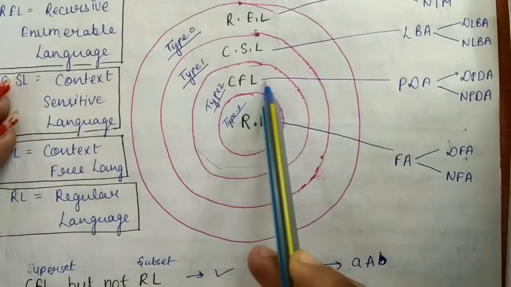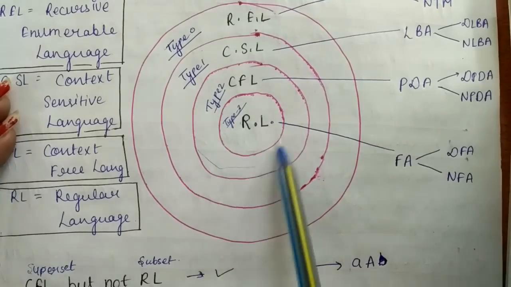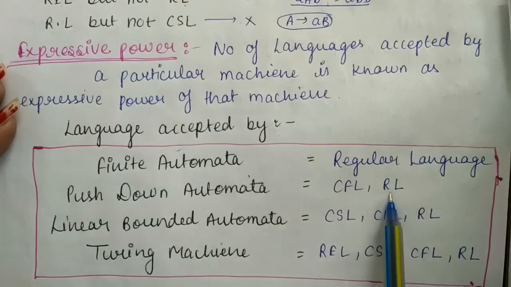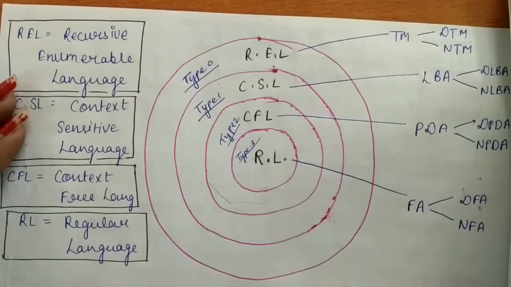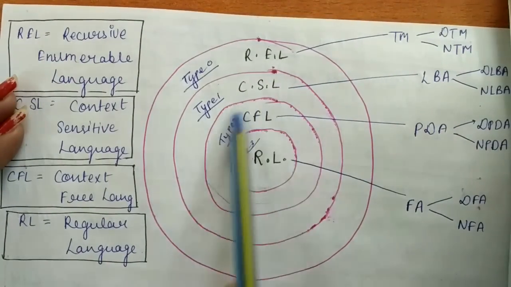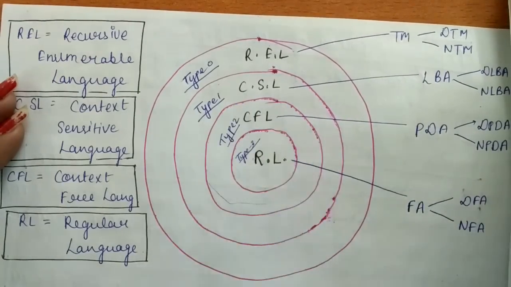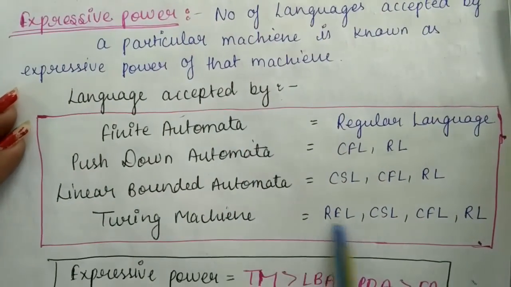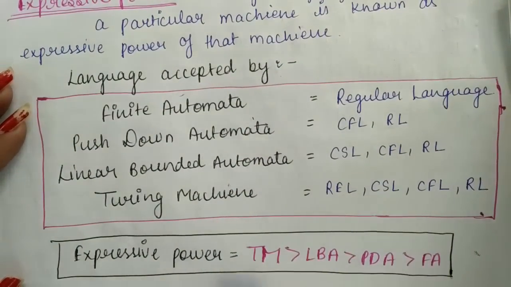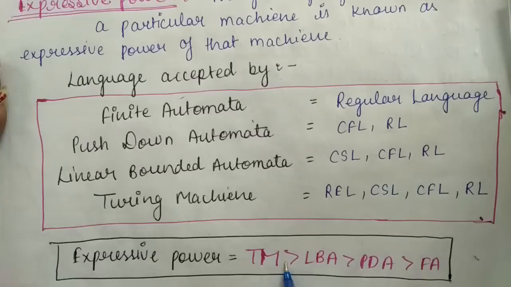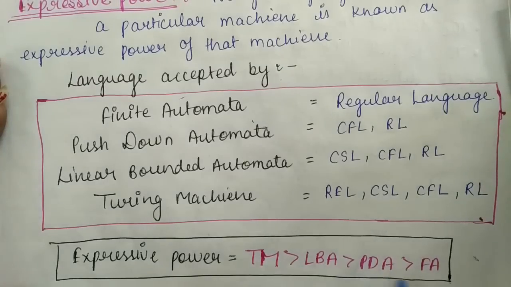So push down automata accept CFL and RL also. Okay, regular language also, because we are having subset. Linear bounded automata will accept CSL and CFL and RL, because these two are subsets of CSL. Now Turing machine will accept all these. So that's why the Turing machine is the most powerful machine in the theory of computation, and the expressive power of Turing machine is greater than linear bounded automata, then push down automata and finite automata.